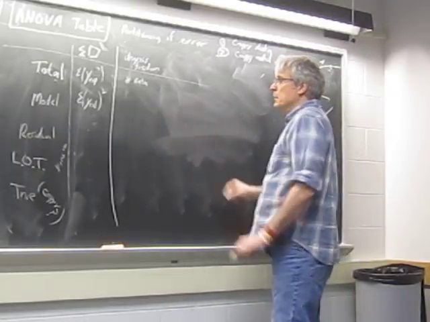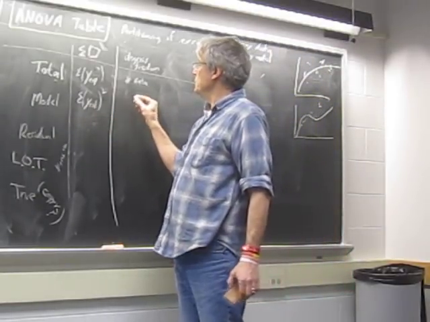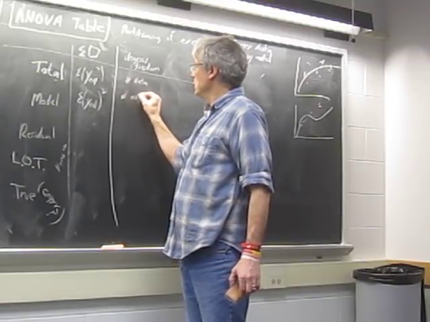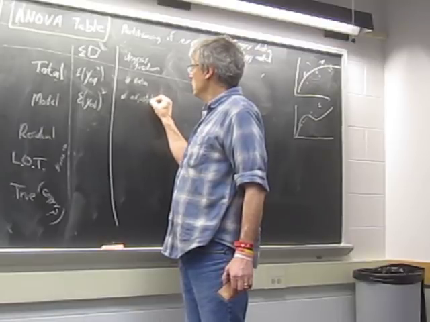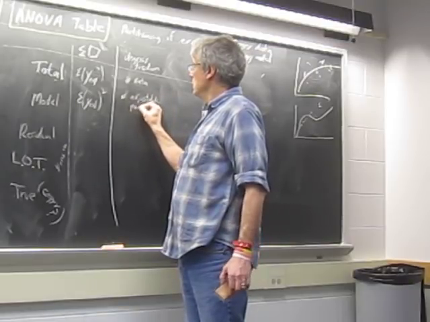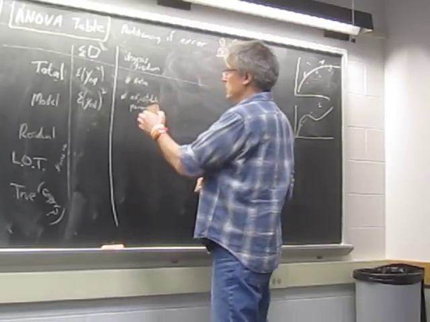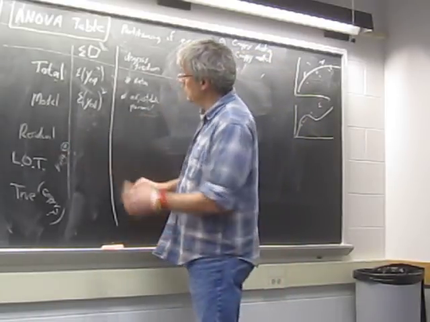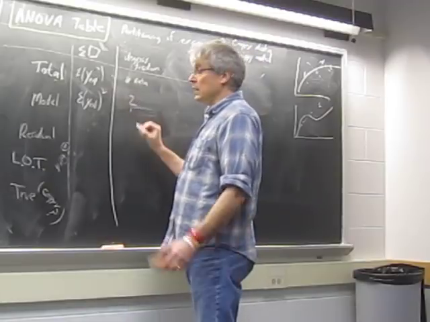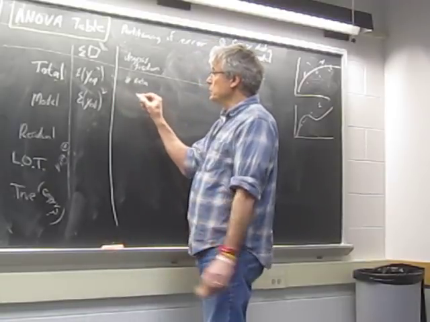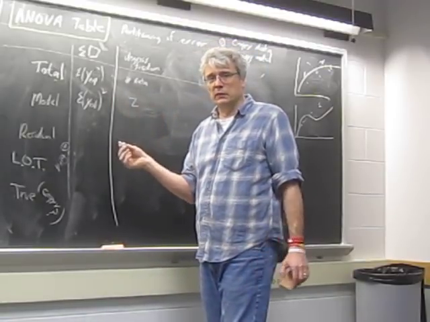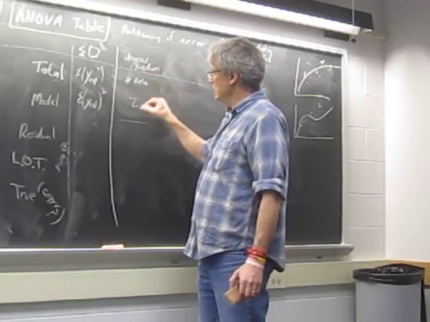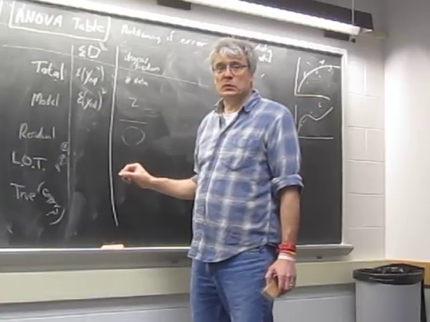So the model degrees of freedom is the number of adjustable parameters. In this particular case, it's y equals mx plus b. The adjustable parameters are m and b, and so it would be 2. It's not always 2, but it is the number of adjustable parameters that you have in the model itself. Okay? The residual is, just like it says, you subtract these two. That gives you the difference between the two.